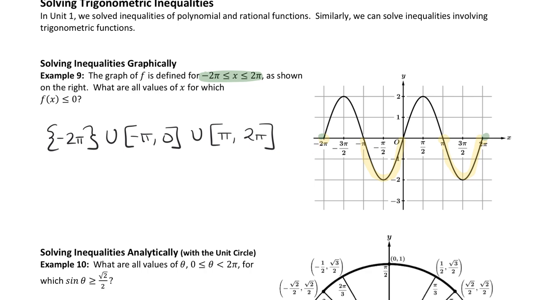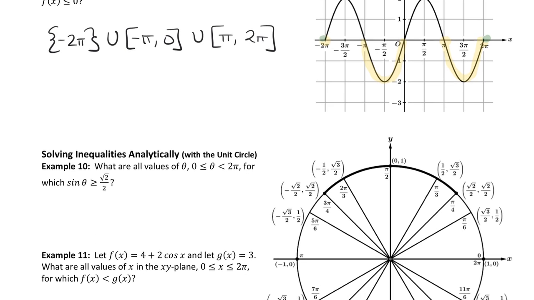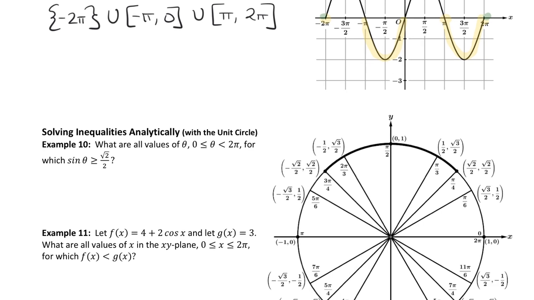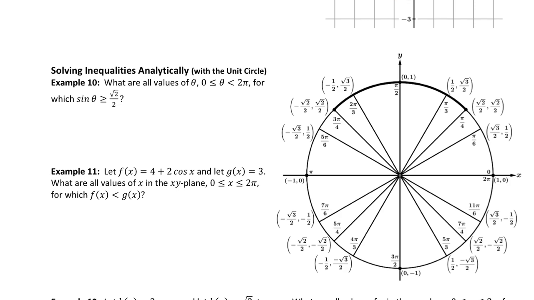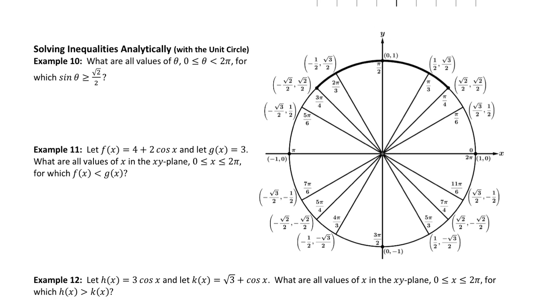Yeah. Now, if we're trying to solve these analytically, basically with a unit circle, meaning we don't have a graph, the thought process changes on how you answer an inequality. So example 10 says, what are the values of theta between 0 and 2 pi? So we do have a little domain restriction, so one circle, right? For which sine of theta is greater than or equal to square root 2 over 2.